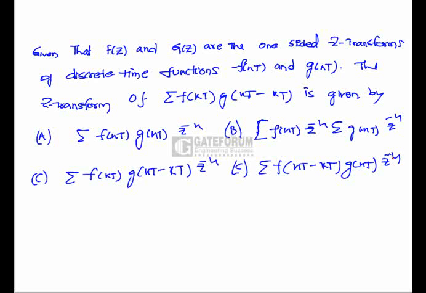F(z) and G(z) are the one-sided Z transforms of discrete time functions f(nT) and g(nT). The Z transform of the summation of f(kT) g(nT minus kT) is given by.